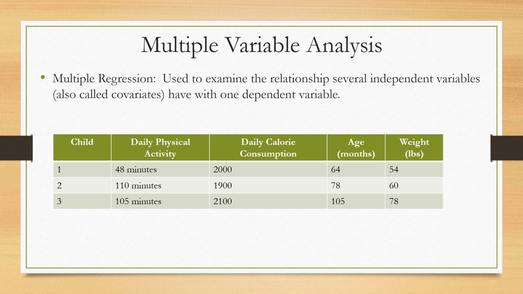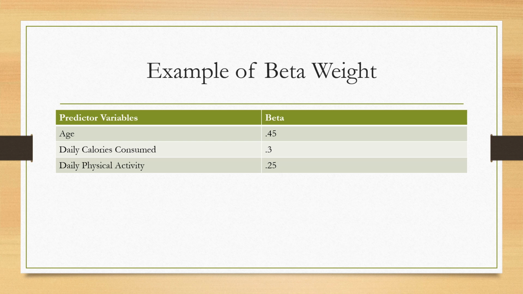This weight is represented in what is called beta weight. So in the example I've provided, the beta weights of each variable are provided, which I've made up to demonstrate the concept. Which beta weight appears to contribute the most to the most variance in child weight? We can see from this table that the variable that explains the most variance in child weight is age, the second most variance is calories consumed, and the third most variance is daily physical.